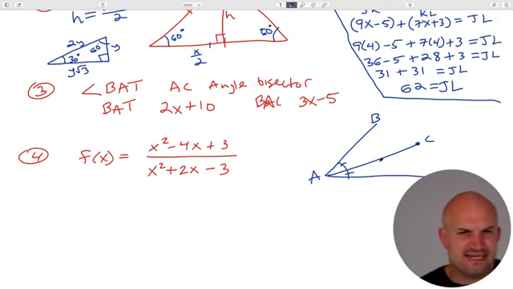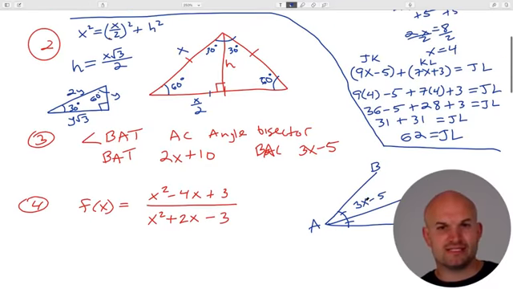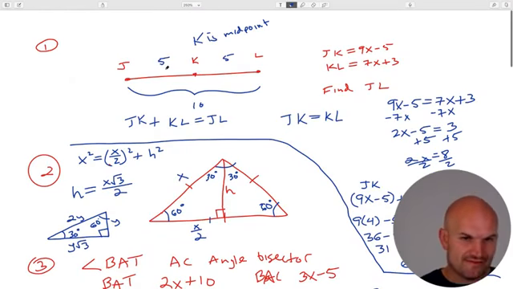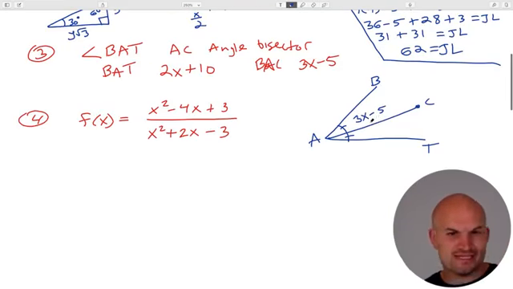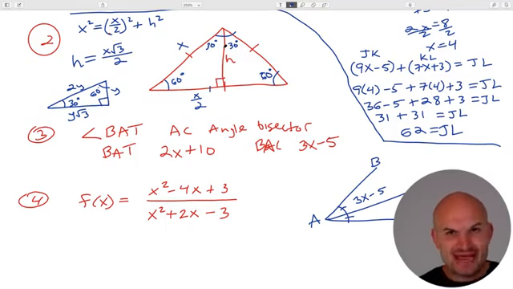So the angle of BAT is equal to 2x plus 5, and BAC is going to equal 3x minus 5. Okay, so one thing that we talked about in the previous one, in the midpoint one, obviously when you have a midpoint, 5 is equal to 5, right? Well, that's the exact same thing for an angle bisector. When you have an angle bisector, I just did it here.